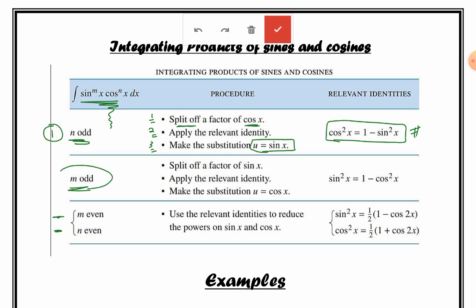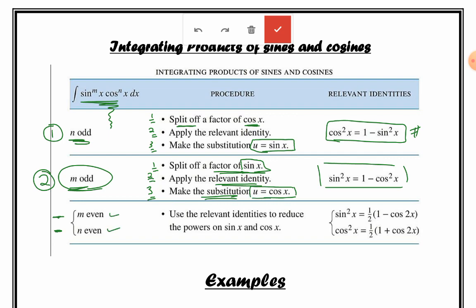But if m, which is the exponent of sine, is odd, we should split off a factor of sine. Then step 2 is to apply the relevant identity, sine squared x is 1 minus cosine squared x. And step 3 is to make the substitution u equals cosine x.